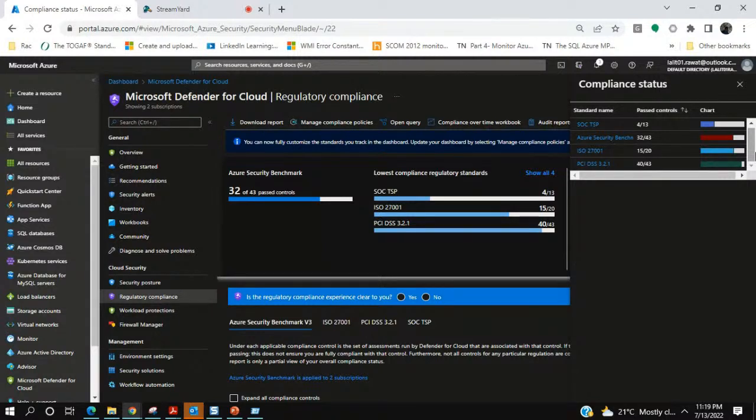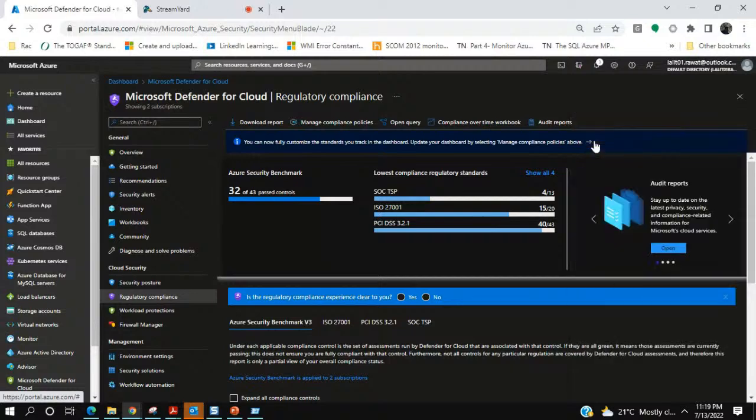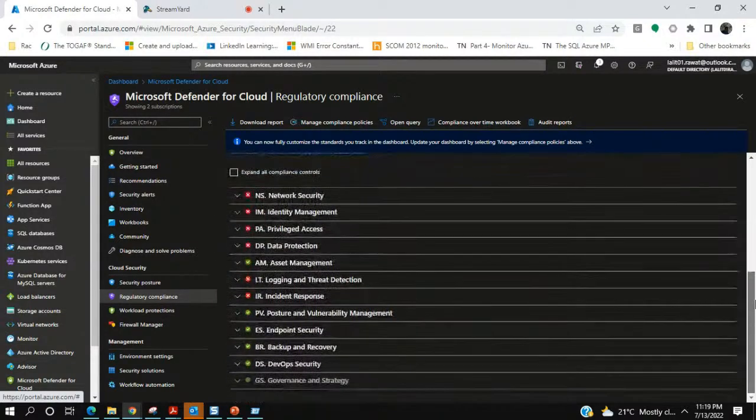Based on those, they already have an automatic mechanism to go and check whether your resources are compliant or not. Based on that, it will give you a rating, or out of 4, 13, 15, 20, 40 and 43. If I click on the Azure Security Benchmark here, I can see where I have not implemented the solution.